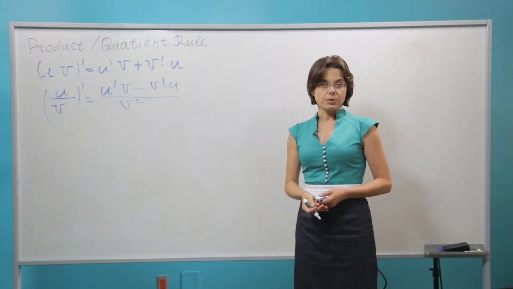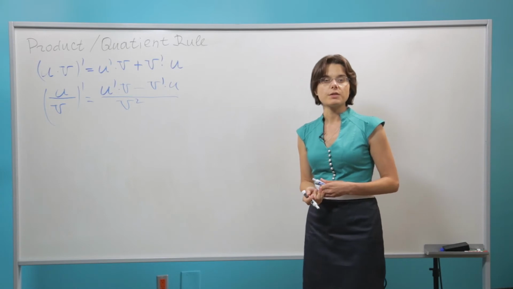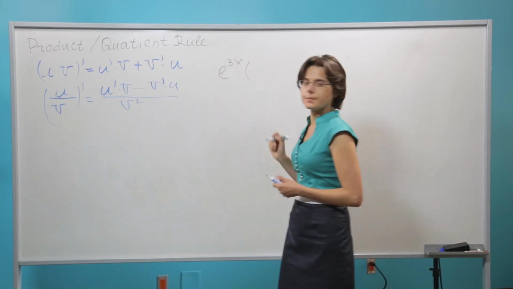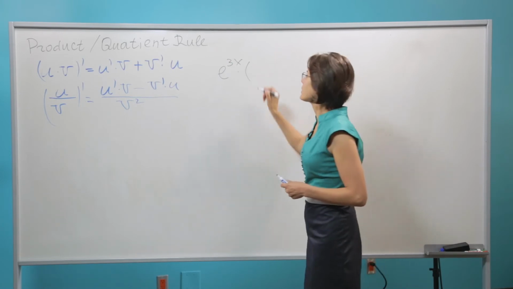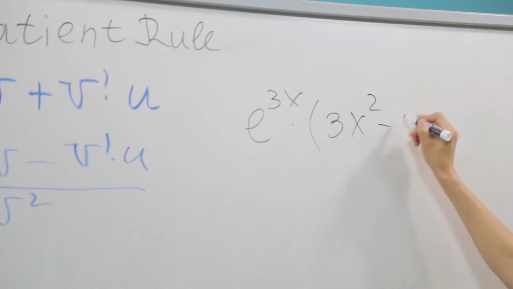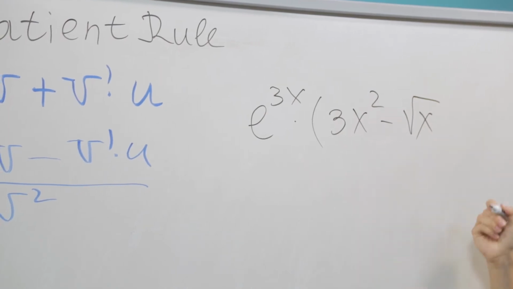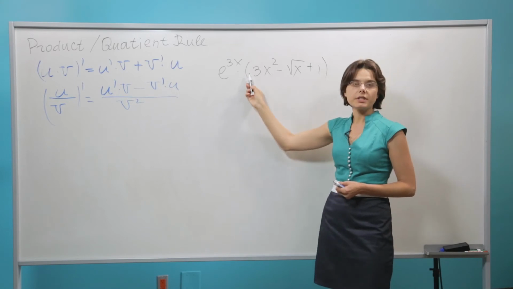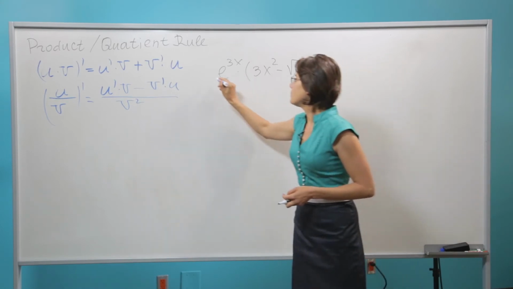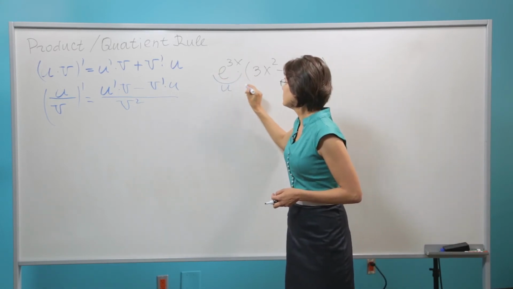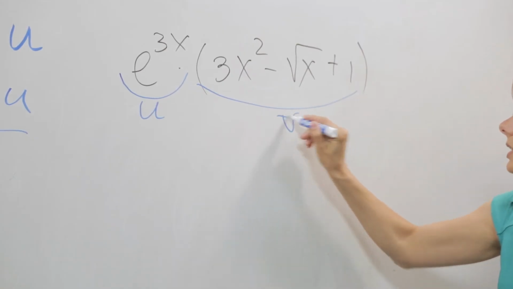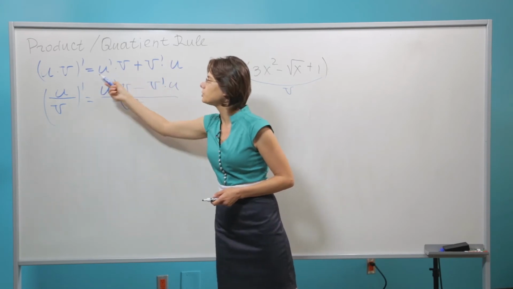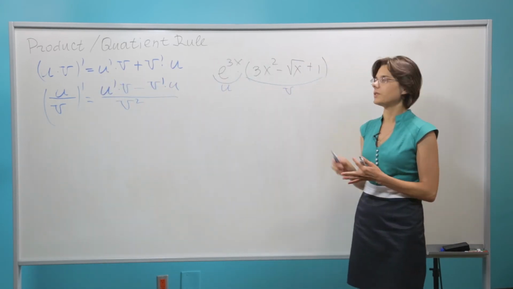Let us do one more example on the product rule. Let me differentiate the following function: e to the power of 3x times, and now I put a polynomial here, 3x squared minus square root of x plus 1. Again, I have a product here, so I have to use the product rule. The first function I will denote by u, and the second function I will denote by v. And now I just rewrite my formula for the product rule with my particular functions u and v.